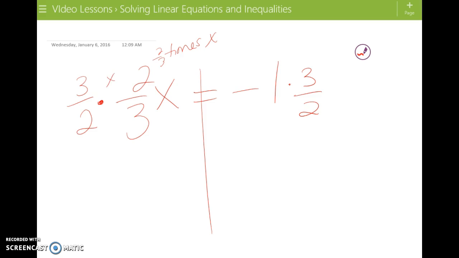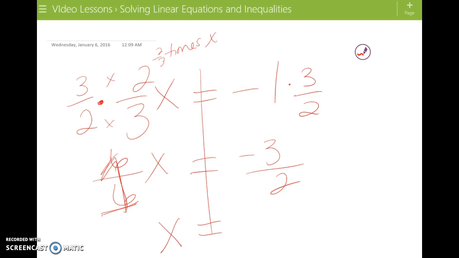3 times 2 at the top is 6. 2 times 3 at the bottom is 6. Bring the x down. Equals negative 3, because negative 1 times 3 is 3, over 2. What happens here? 6 over 6 becomes 1. So we get x equals negative 3 over 2. Not bad.